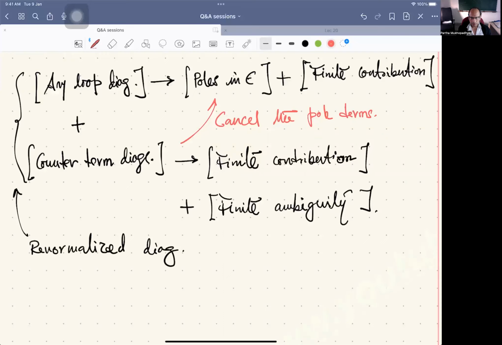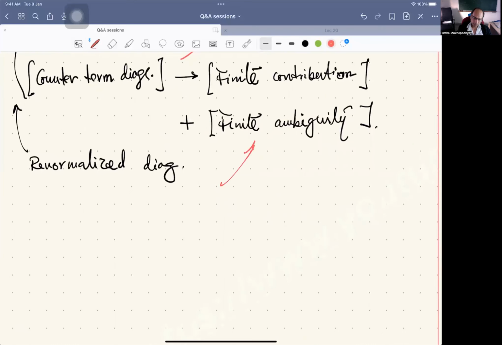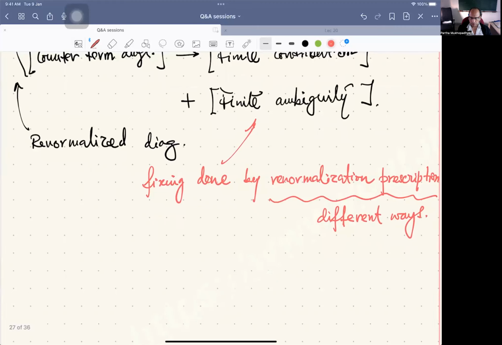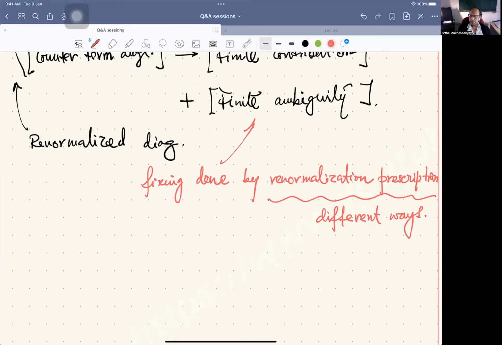And the renormalization prescription is the process of fixing this ambiguity. So fixing is done by renormalization prescription. And there are multiple ways, there are different ways of doing it. It depends on what is convenient for your purpose. Depending on that, you choose one prescription. And the question is that when we change the prescription, what was going to happen? We were going to get different results. How do we relate them?